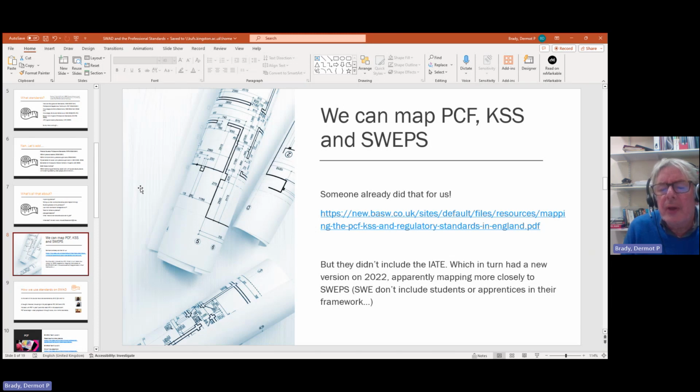Social Work England seem to be moving more towards the registration or perhaps the monitoring of students. Maybe, maybe not. But at the moment, they don't register students. Previous regulators have actually done that. So I suppose that's a watch this page. So really in brief, PCF, KSS, SWEPS already mapped.